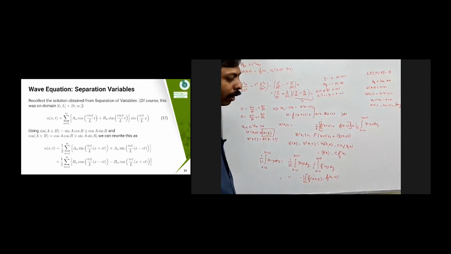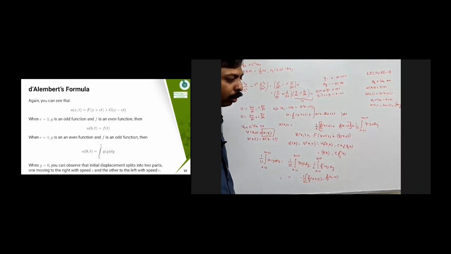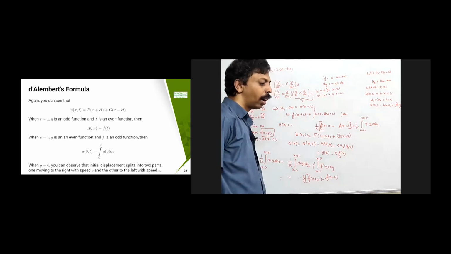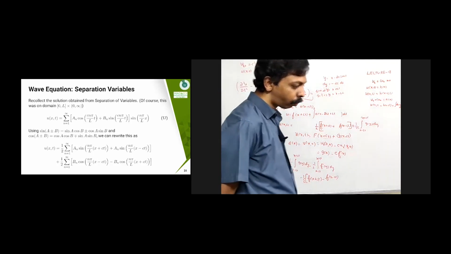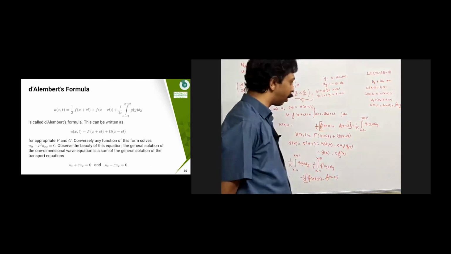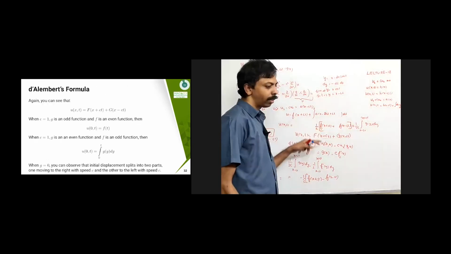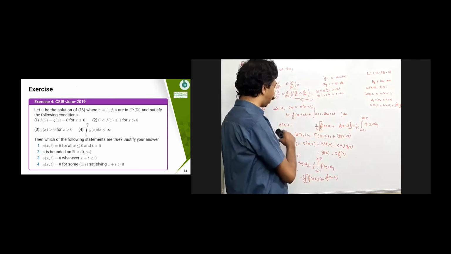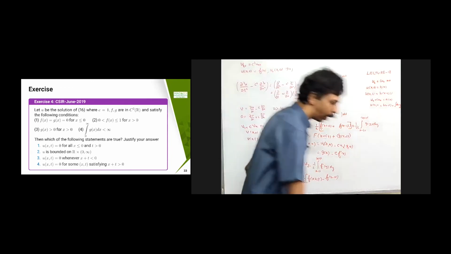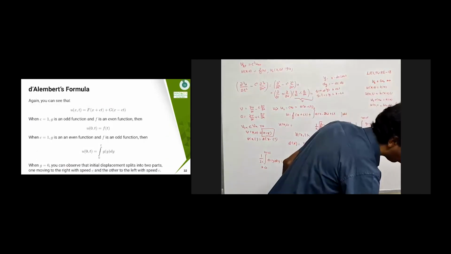So again, you can see that this is going to be of the form u of x comma t equal to f of x plus ct and g of x minus ct. Okay, one more beauty of this equation is that we observe this one. Suppose we want to find u of 0 comma t. So if you put u of 0 comma t, you are going to use this one, u of 0 comma t.